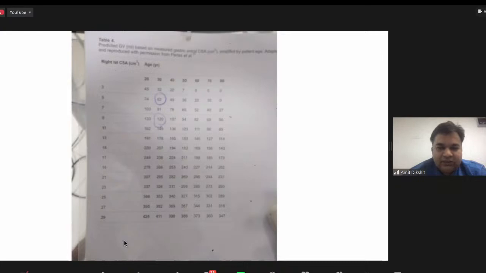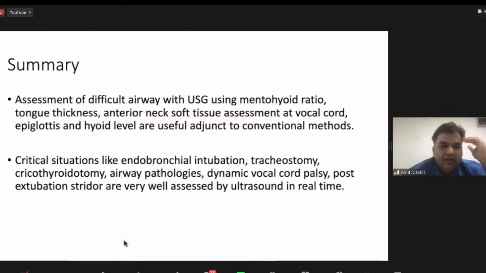Our PGs are doing this. We have attached the chart to all our ultrasound machines for ready reference. And so in summary, what has ultrasound changed in difficult airway? Yes, it is still emerging.